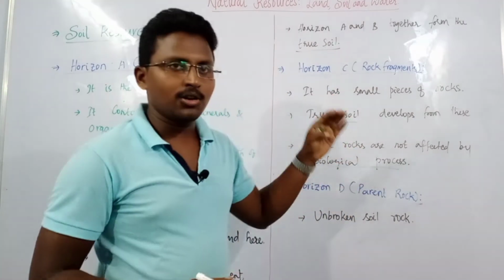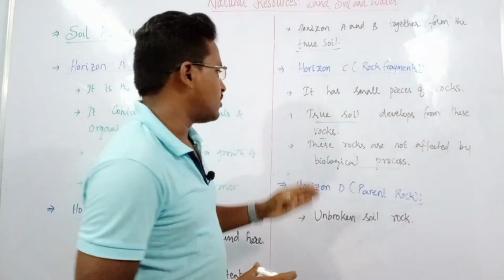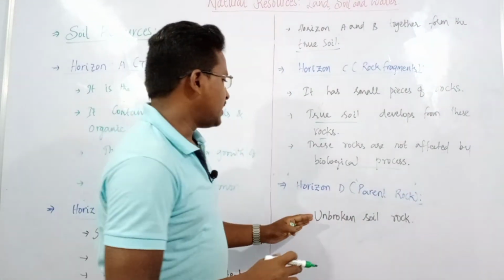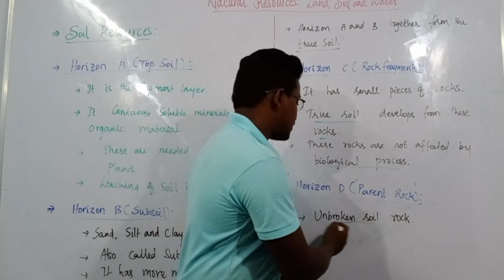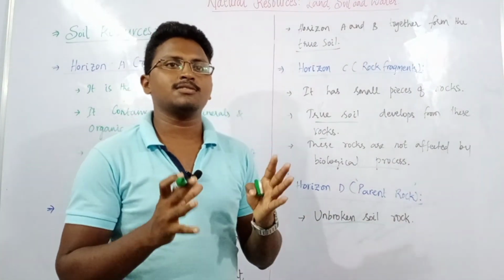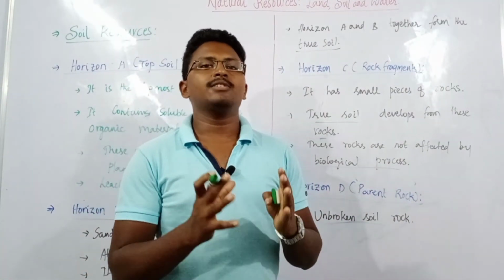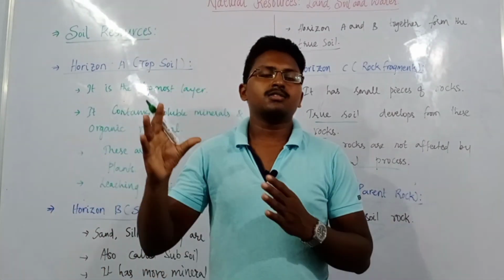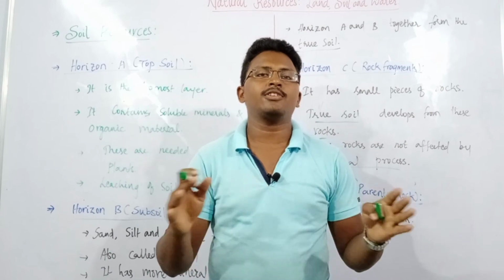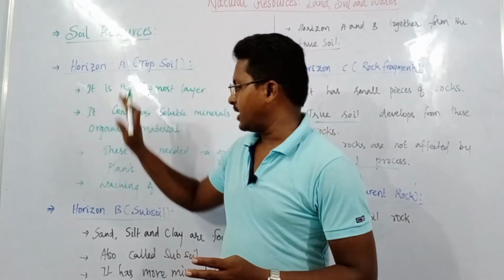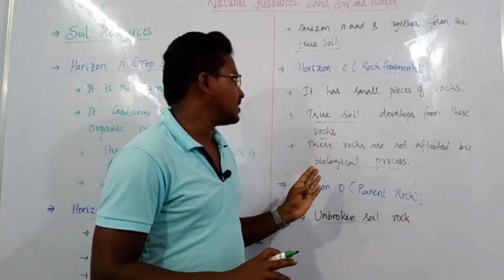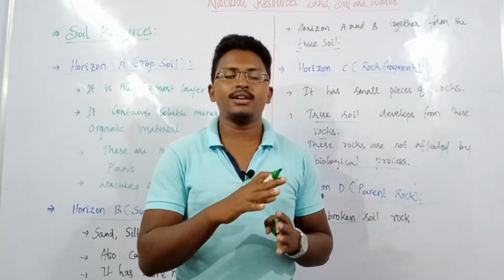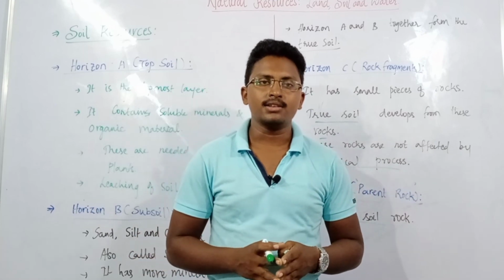And just below horizon C, you find horizon D, where the parent rock is present. This parent rock is unbroken solid rock, which is very strong and unbreakable. So this is how the soil profile has been divided into different horizons: horizon A, horizon B, horizon C as well as horizon D. This is how the soil has been divided into different horizontal layers. Thank you.